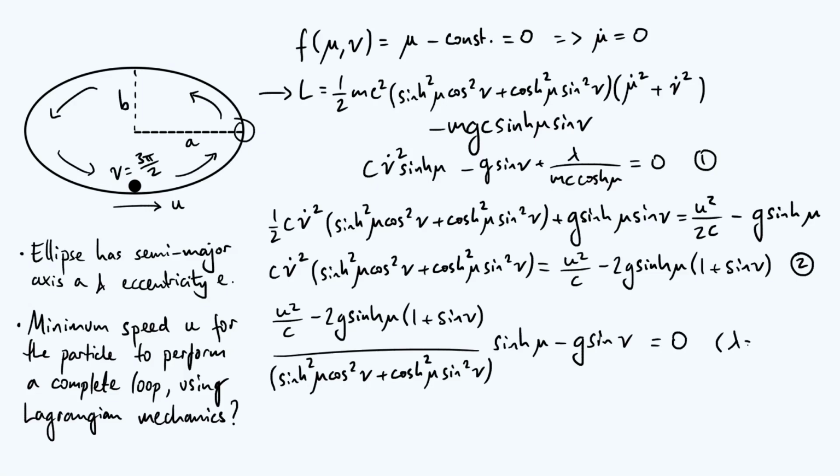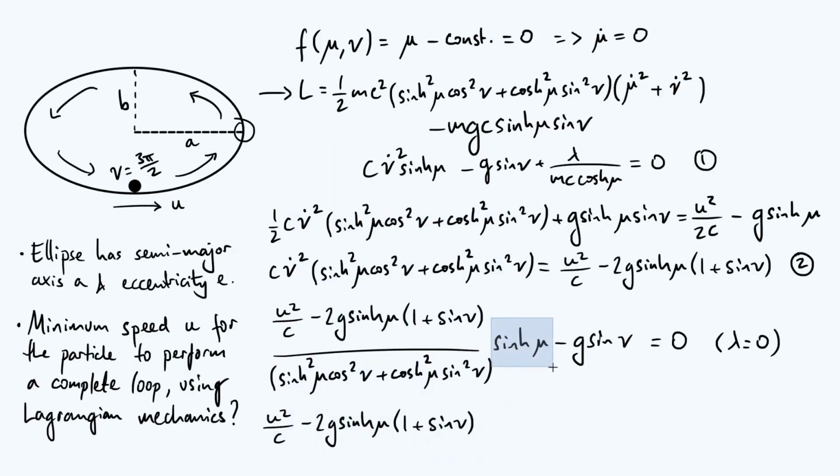I'll just put in brackets as a reminder, that's come from setting lambda equal to 0. So let's get rid of this big fraction by multiplying everything by the denominator. We're still going to have the numerator in our tidied up version of the equation, u squared over c.